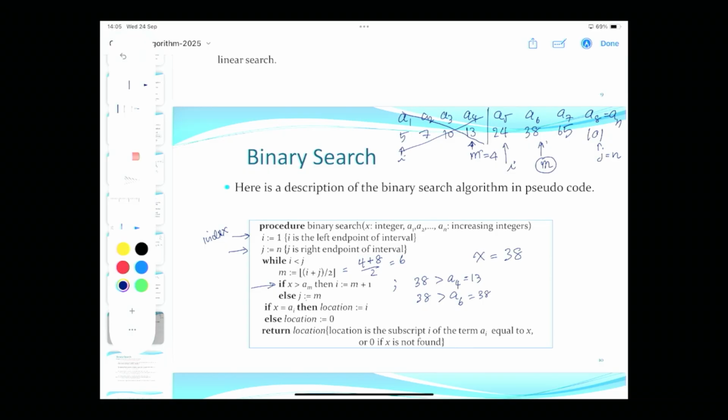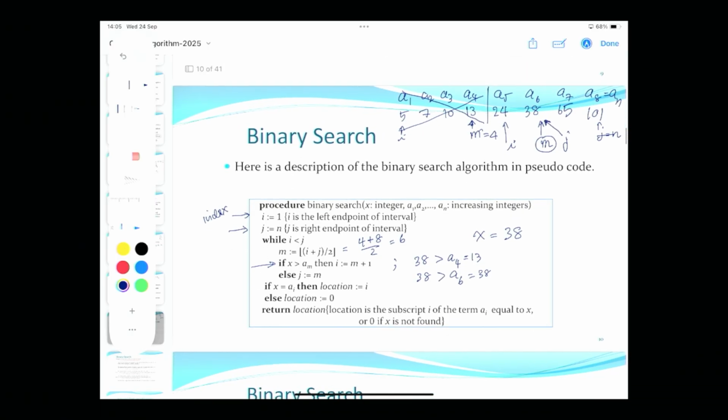So j would be equal to m. Now j would be pointed here. So the list is updated; we just consider the elements between I and j. This part of the list would be removed. Now we have only 2 elements left in the list, which are a5 and a6. Then the next while loop. I is still less than j, 5 is less than 6.